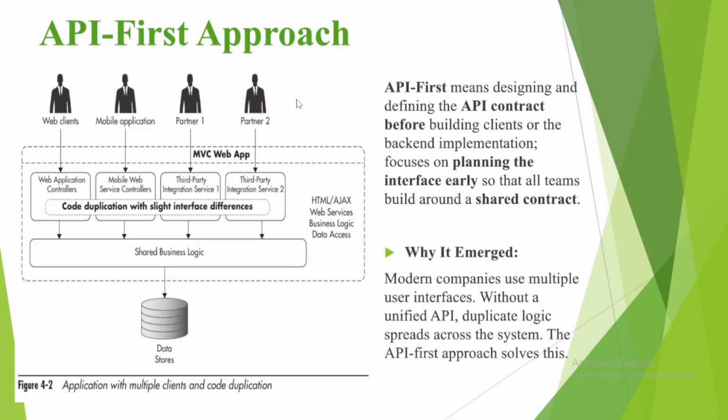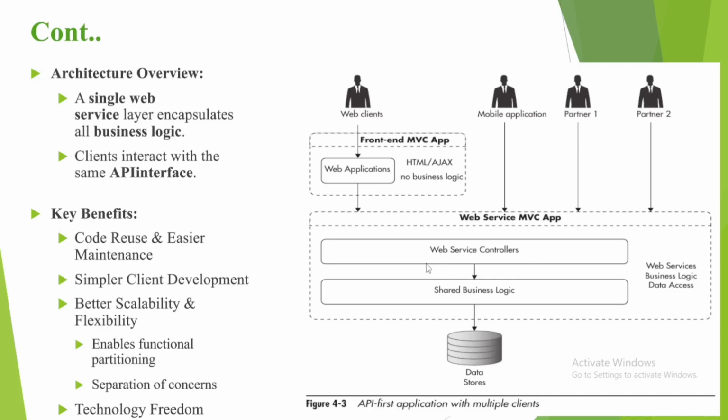API first approach. The API first approach means we design and define the API first before building the client. This prevents duplicate logic across different platforms like mobile apps, websites, or partner systems. Let's now see how this helps structuring the API. Here, all clients communicate through one shared API. This gives several advantages like less duplicate code, easy maintenance, better scalability, and clean separation between the client and server logic.